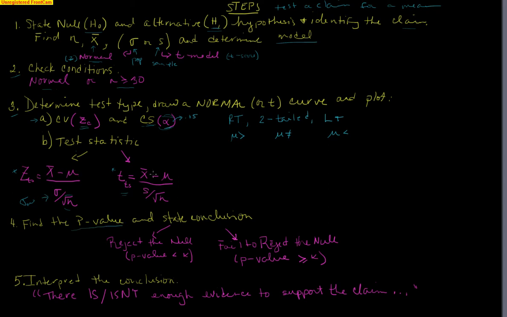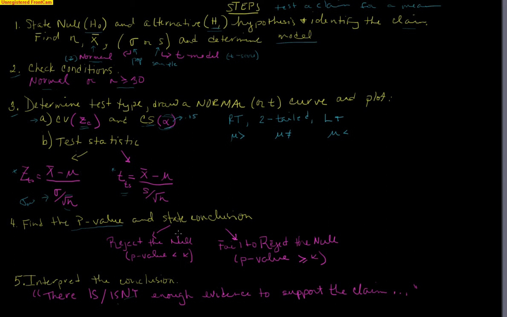And then what we're going to do is, based on that information, we either reject the null or fail to reject the null, depending upon where that value is. Is it in the critical space? Is it in the alpha or not? And then finally, we interpret that conclusion. Is there or isn't there enough evidence to support the claim? In other words, if you reject the null, then there is, and if you fail to reject, then there isn't.